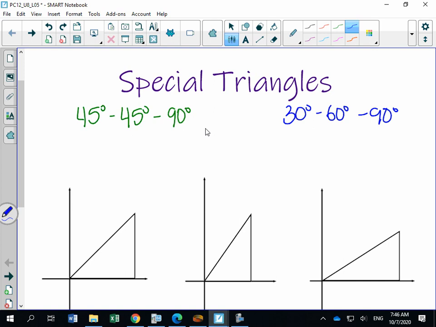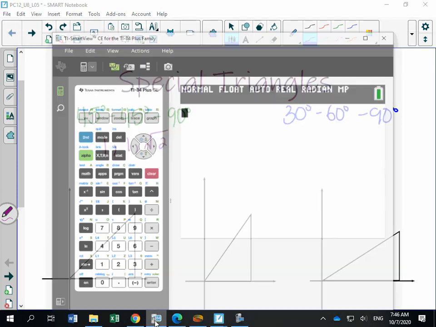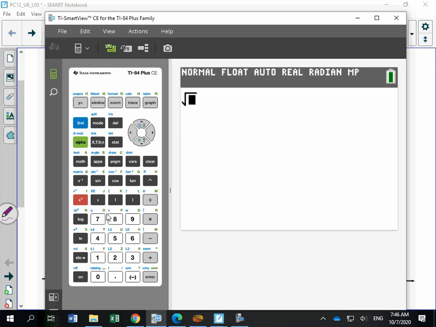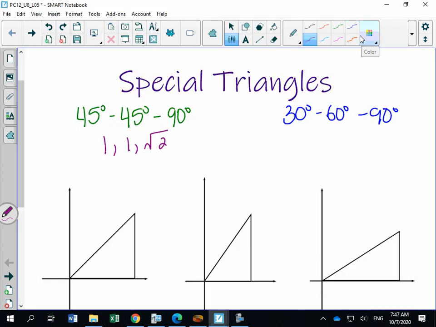So what I want you to remember for the 45, 45, 90-degree special triangle, so the isosceles, is 1, 1, root 2. And if you check on your calculator, the square root of 2 is 1.41. So I'm just going to write that. Square root of 2 is approximately equal to 1.41. So how does this work?